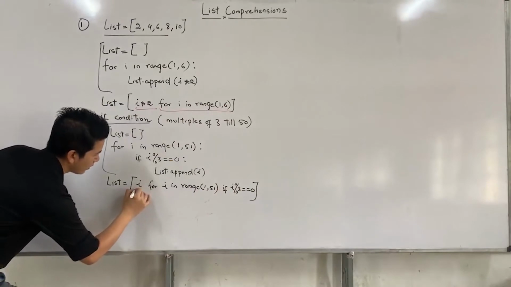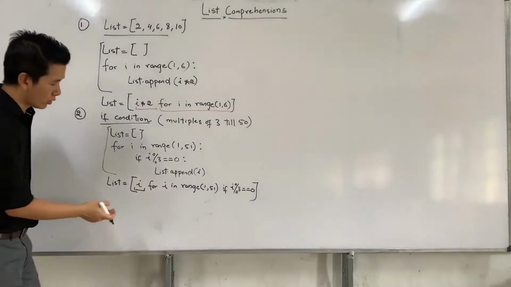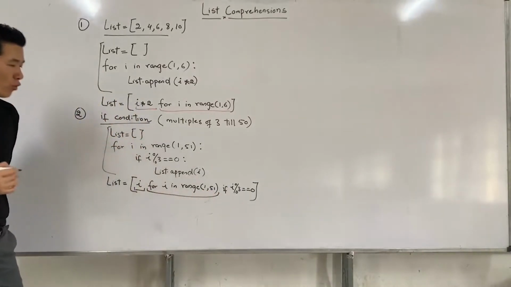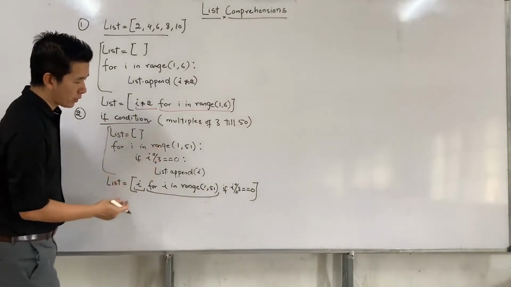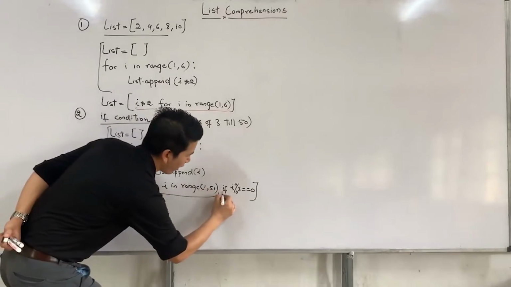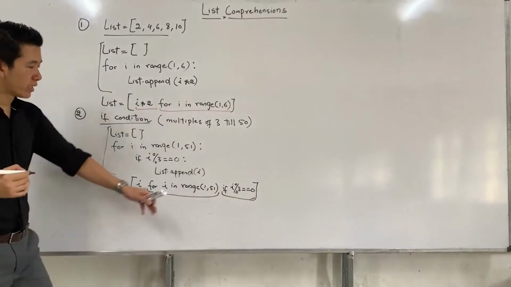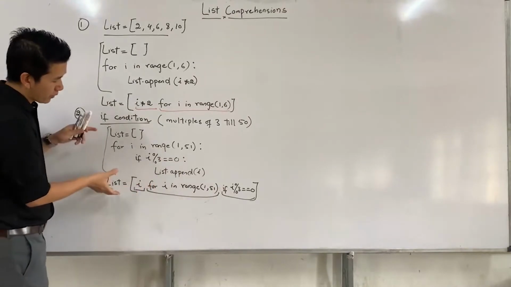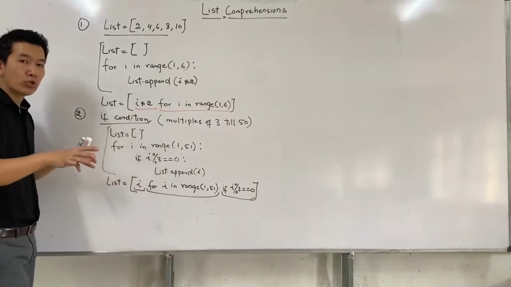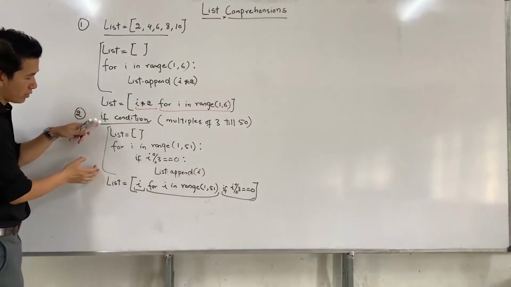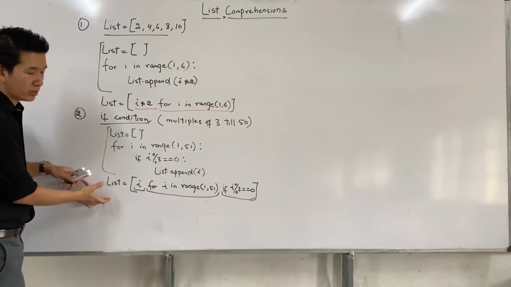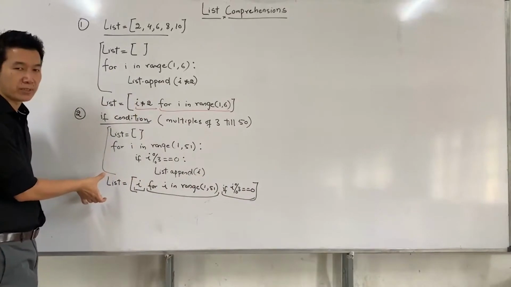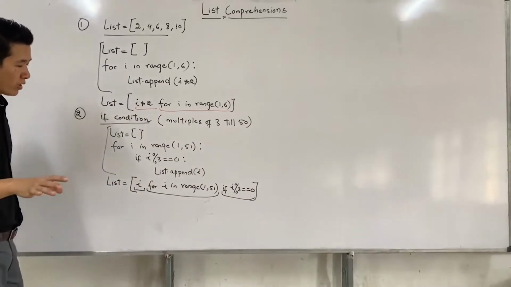So this is the expression used for creating the list, and then you have the for loop which iterates over this particular object, and then you have the condition. The condition is optional. So when you do the actual programming, instead of this, you can just use this, just have this lone statement, and the program will still work correctly.